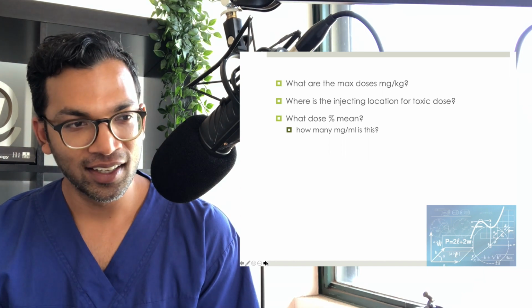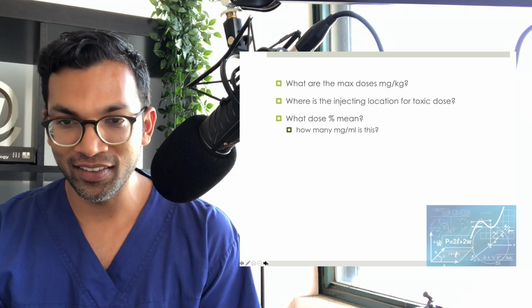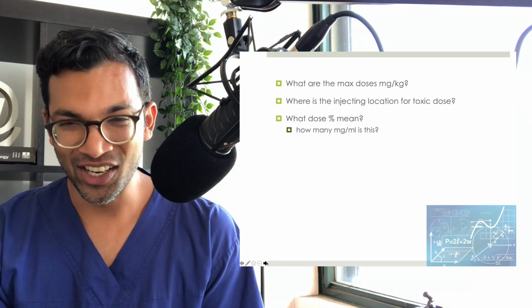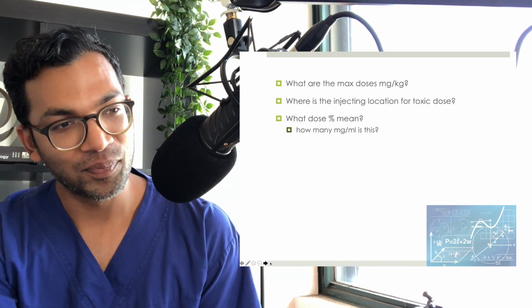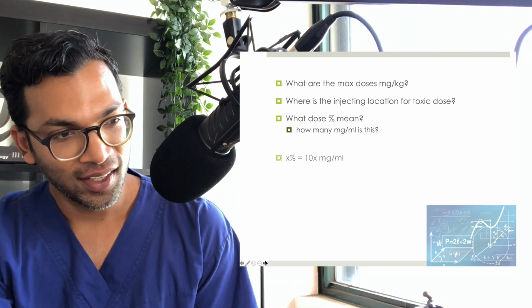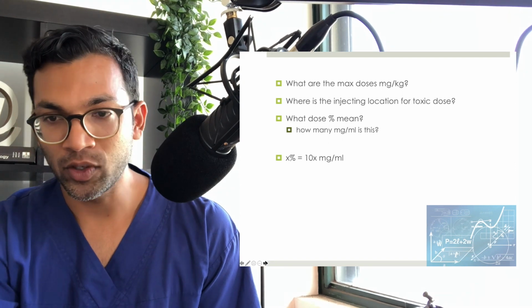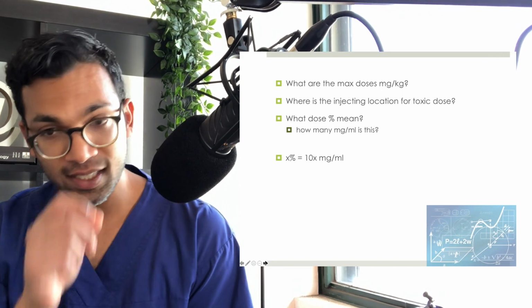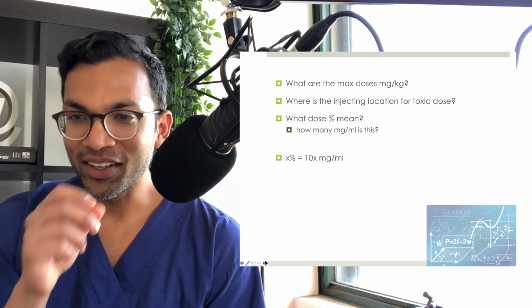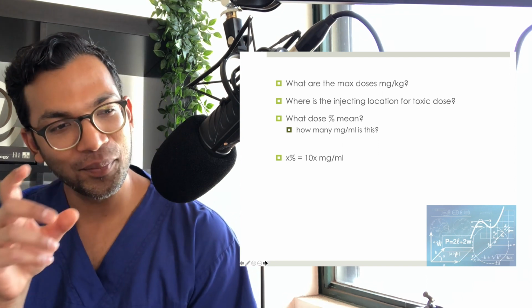So I'd give you a round of applause, and I'd love everyone else to give a round of applause, but no one except, we're not going to hear it. So here we go. X percent equals 10x milligrams per mil. It's fantastic. So there we go. I love the applause. You guys are so good at this.